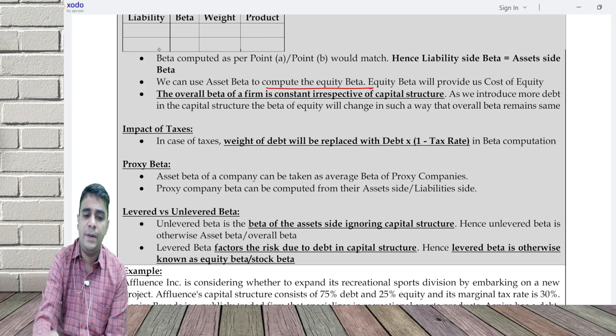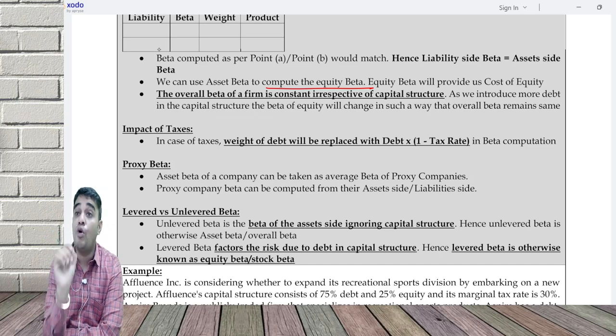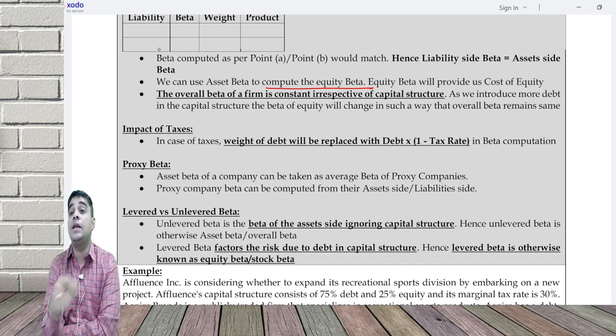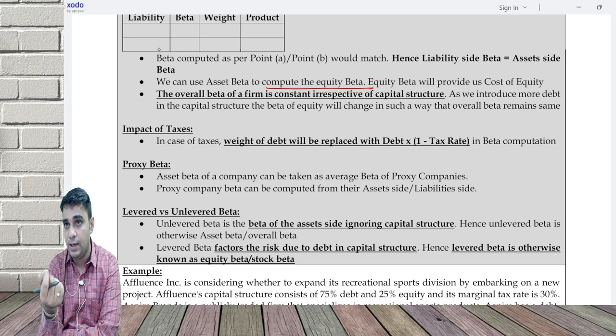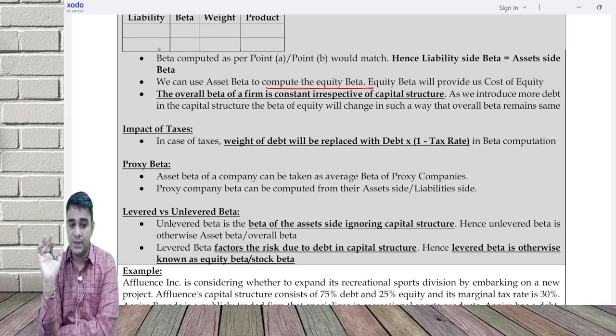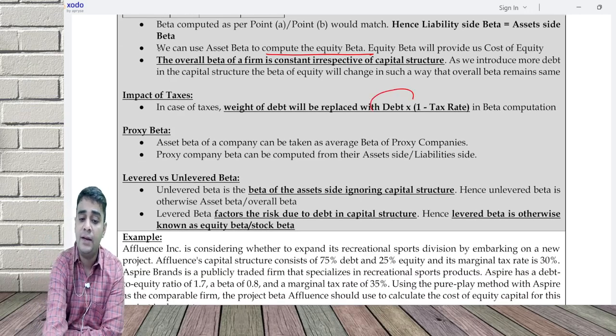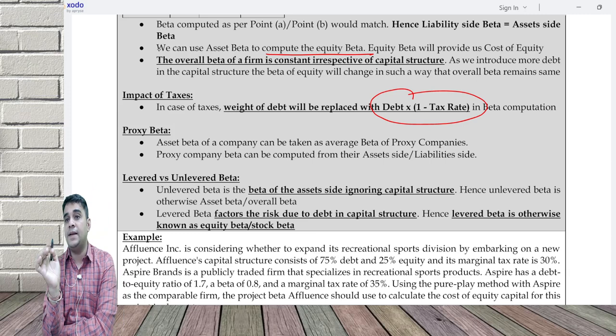The overall beta is constant irrespective of capital structure. As we introduce more debt, the beta of equity will change in such a way that overall beta remains the same. Impact of taxes: if you have taxes, weight of debt will be debt into 1 minus tax rate.